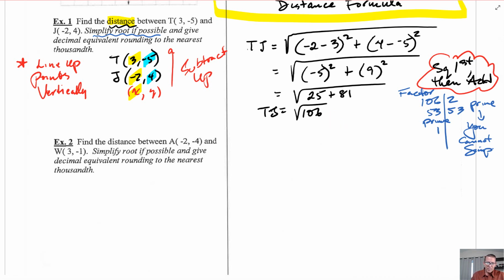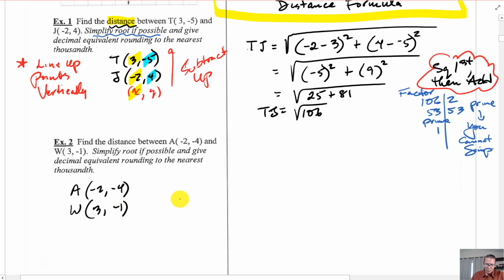So let's try it again. Let's take points A, which is -2 comma -4, and W, which is 3 comma -1. Then let's subtract up and figure this out. Always subtract up, because you have to take the second x coordinate, subtract the first. And if you line them up vertically, you won't make any mistakes because you just subtract straight up.